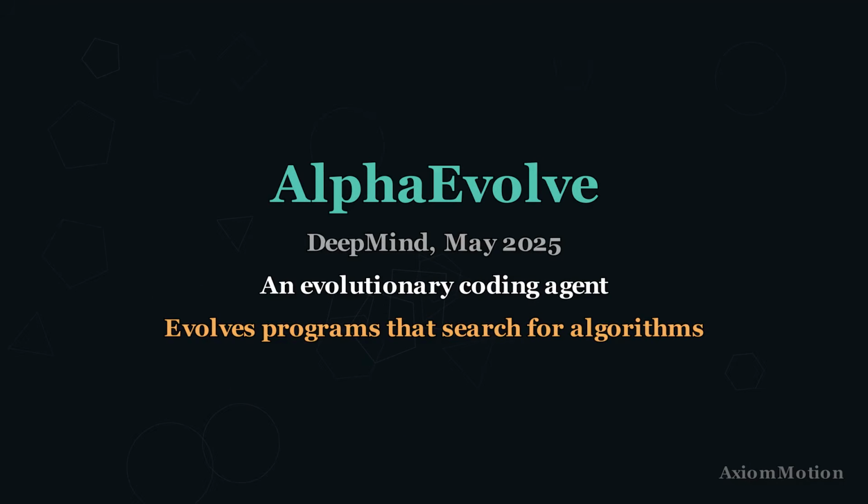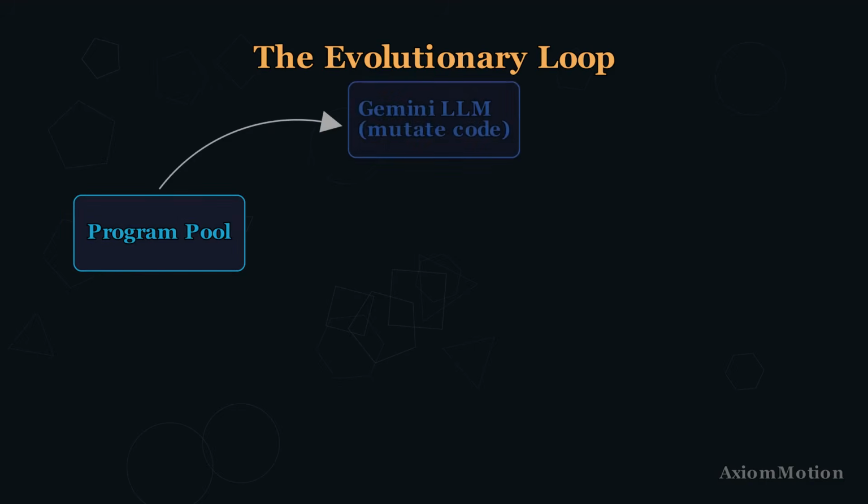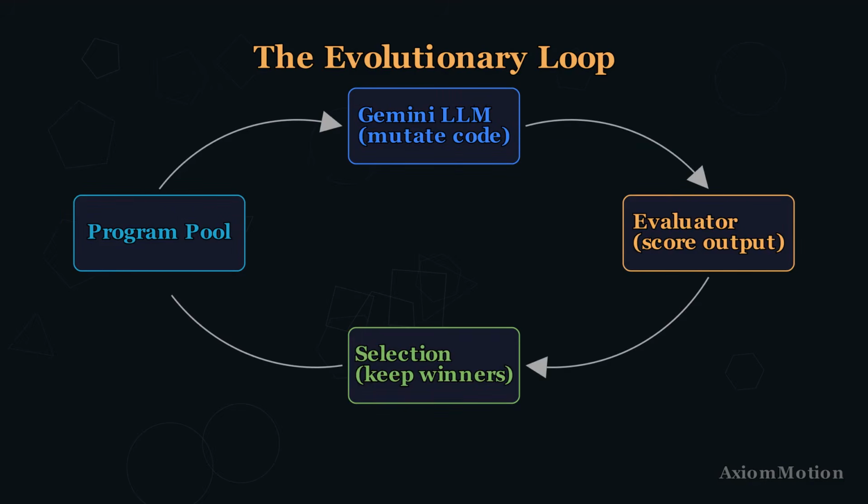In May 2025, a different DeepMind team tried a radically different approach. Instead of training an AI to play the tensor game directly, they built a system that writes and evolves computer programs that themselves search for tensor decompositions. Here is how AlphaEvolve works. Start with a pool of candidate programs. Each program implements some strategy for searching over tensor decompositions, typically using gradient-based optimization.